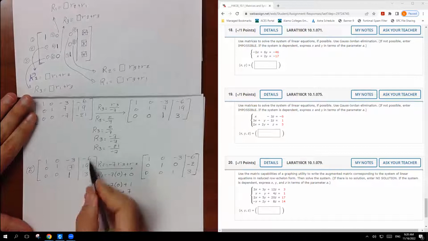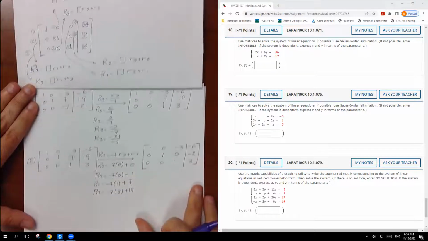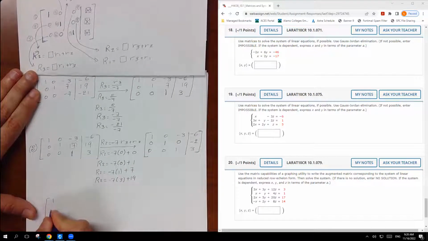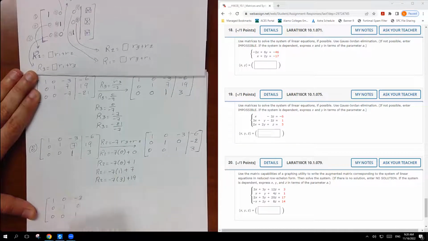I'm not going to care about this matrix anymore. Here's my new matrix, so I'm going to write it down, which is 1, 0, 0, 0, 1, 0, -3 and 0 and 1. Here is a 3, -2, and -6.